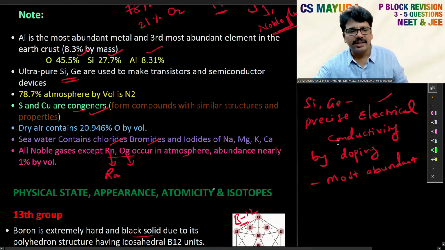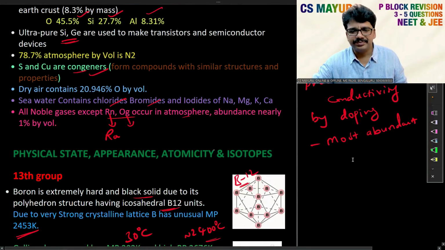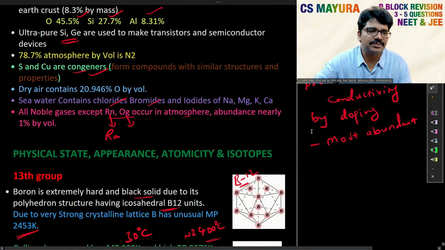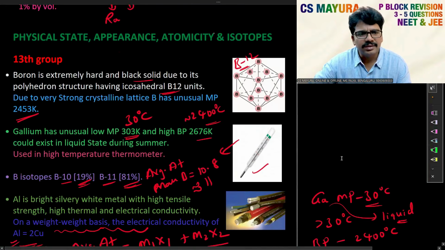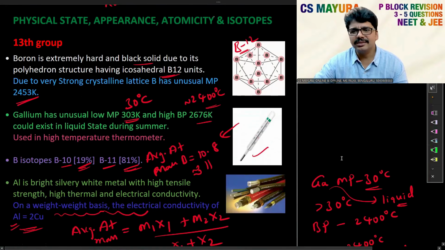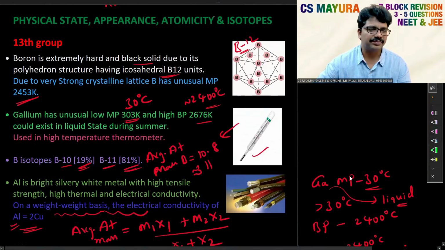Next, another important point is seawater contains chlorides, bromides, and hydrides of sodium, magnesium, calcium, and potassium. Next, coming to physical state, appearance, atomicity, and isotopes.